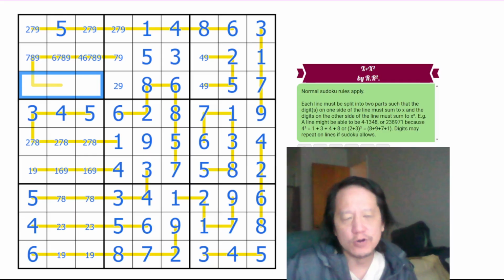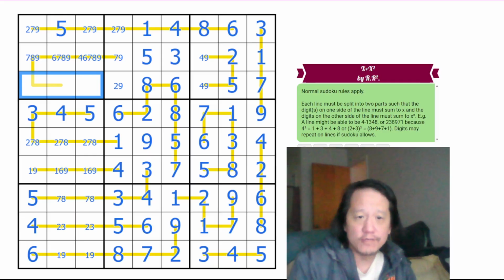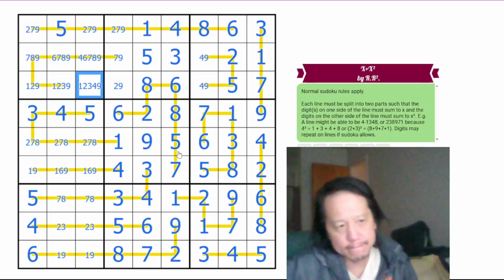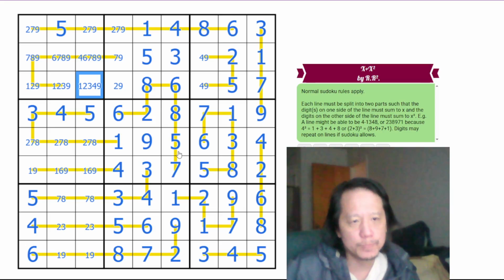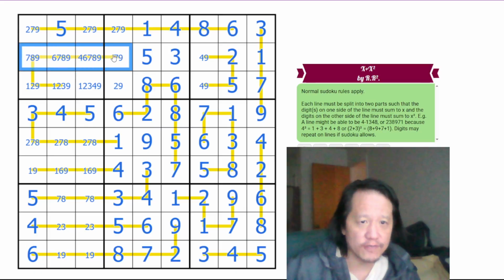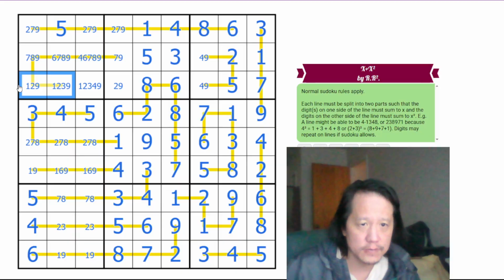Remaining digits in row 3, we have 1, 2, 3, 4, and 9. Obviously, this can't be 3, 4. This can't be 4. So if this is 4, 6, 7, 8, which adds up 25, these two must add up to 5. And they do. That's 2 and 3.